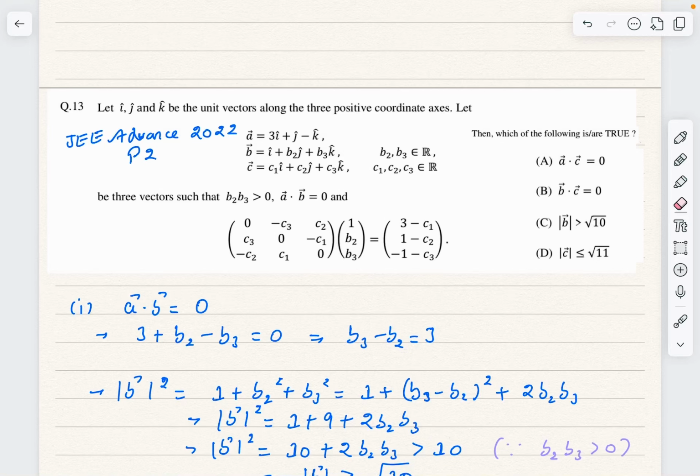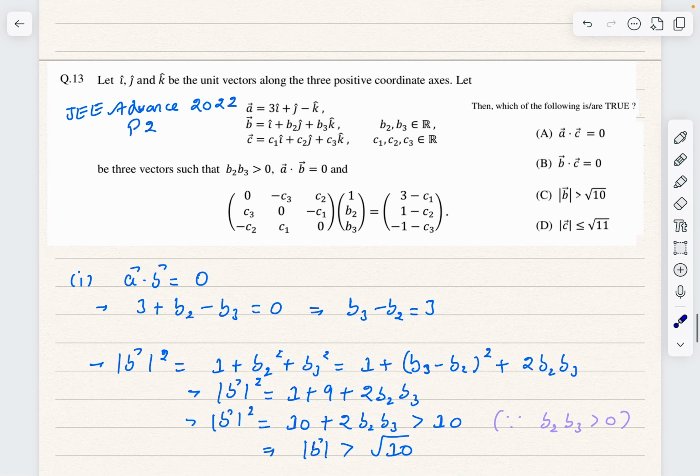Okay guys, we have this problem, JEE Advanced 2022 Paper 2, question number 13, from vectors. This was a very good problem, so we're going to discuss it here in detail. Let i, j, k be the unit vectors along the positive coordinate axes.